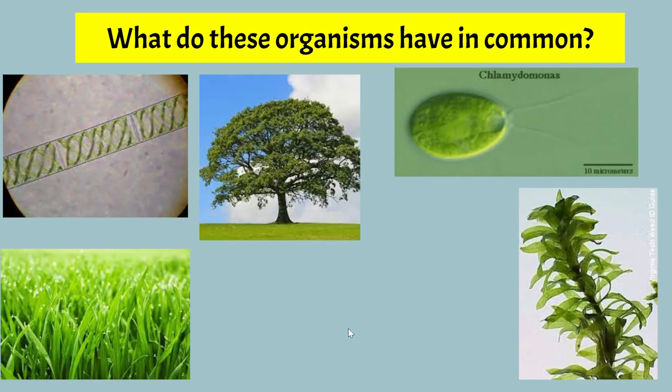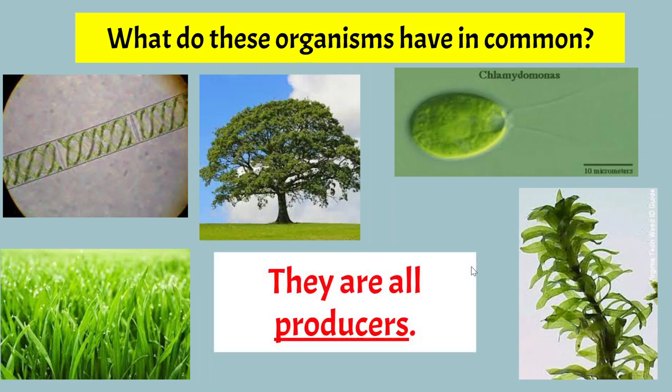All right, so taking a look at these pictures, what do they all have in common? Well, first of all, they're green. They're actually not all plants, because we have at least one protist on here, two protists. And so they are all producers. They are all going to be able to make their own food using sunlight.